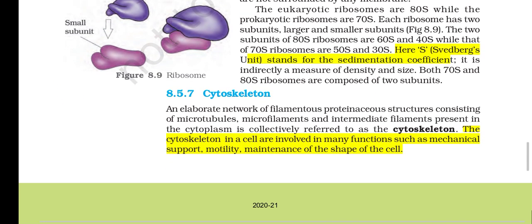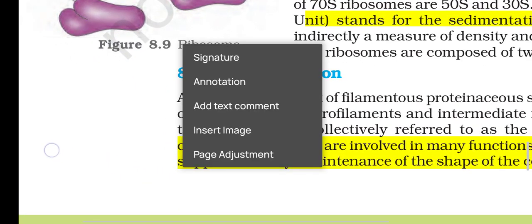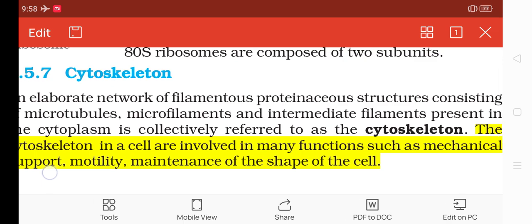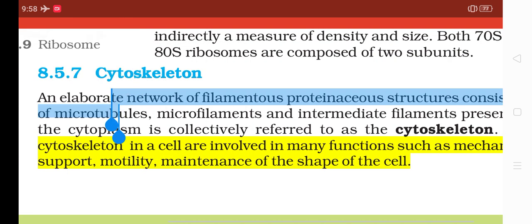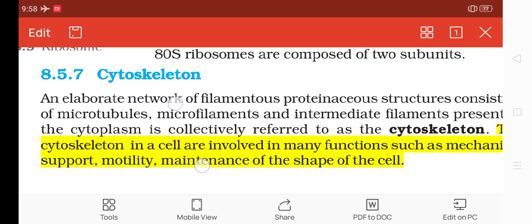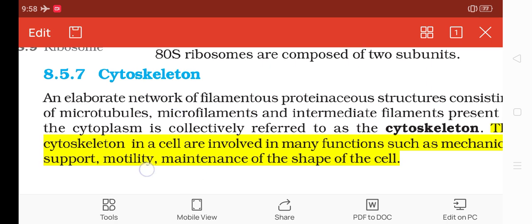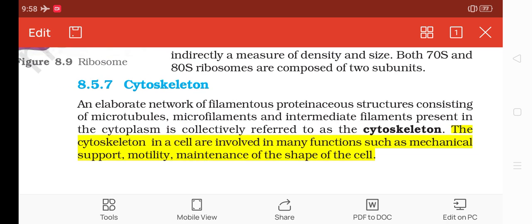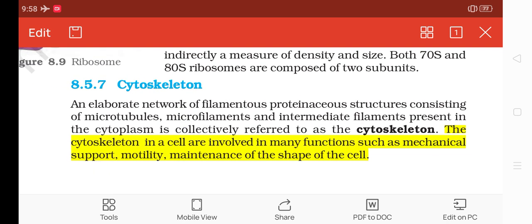8.5.7 Cytoskeleton. An elaborate network of filamentous proteinaceous structures consisting of microtubules, microfilaments, and intermediate filaments present in the cytoplasm is collectively referred to as cytoskeleton. The cytoskeleton in a cell is involved in many functions such as mechanical support, motility, and maintenance of shape of the cell.